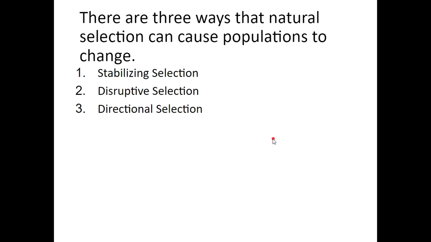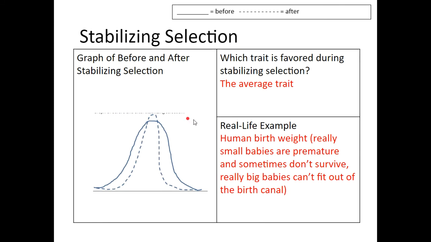So there are 3 ways that natural selection can cause populations to change. There's stabilizing natural selection, disruptive natural selection, and directional natural selection. So let's take a look at stabilizing natural selection.